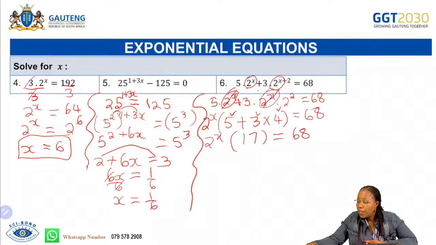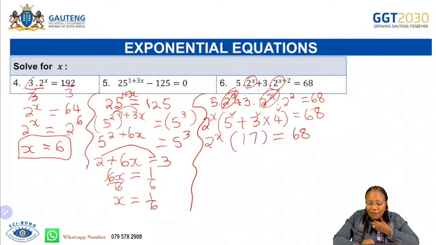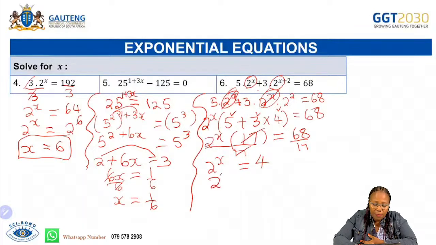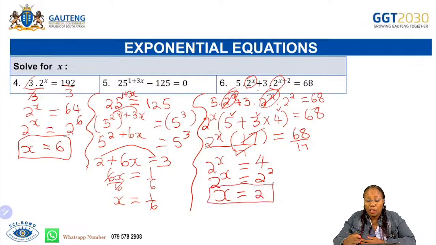And then from here, grade 12, now we divide both sides by 17 because we must have only one base. 2 to the power x is equal to 68 divided by 17, which gives us 4. And then now we need a prime base so that this can be exactly the same. And then now same base, equalize exponents. Then x is equal to 2 there.